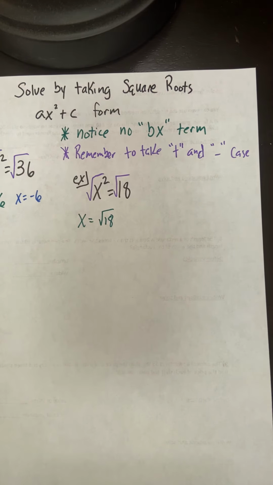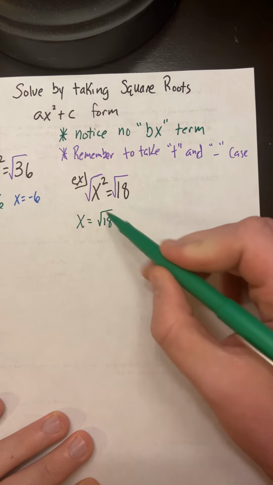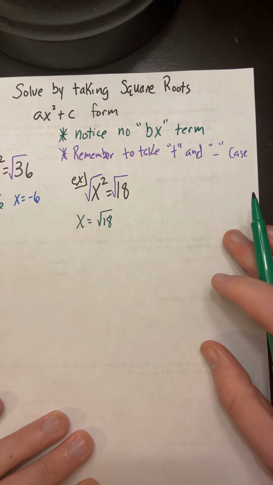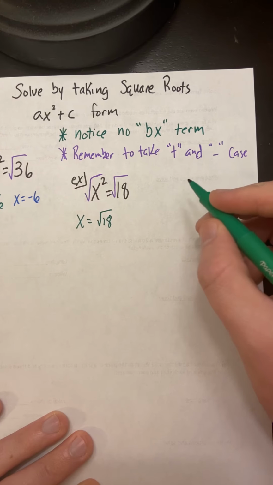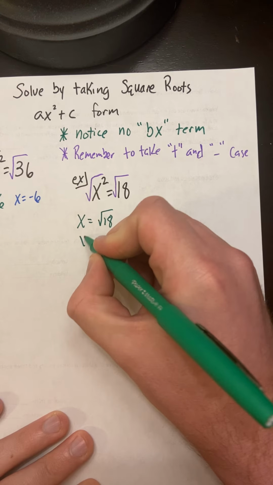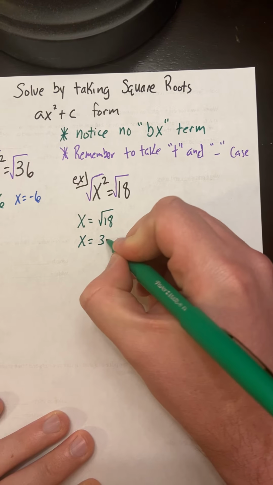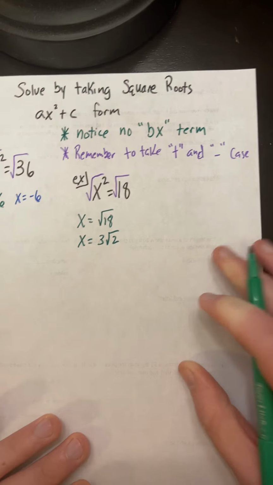But with everything that we've been doing here, you need to remember to simplify. Okay, we did an entire unit on being able to simplify a radical, right? There's a perfect square that goes into 18. It's 9. So the square root of 18 is the same thing as saying 3 radical 2.